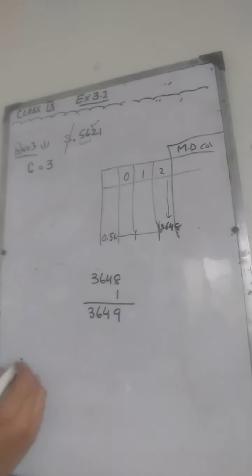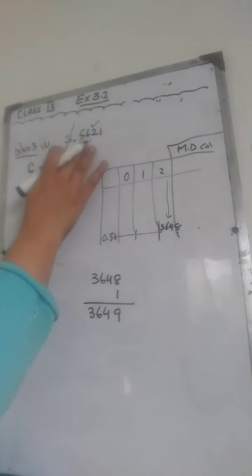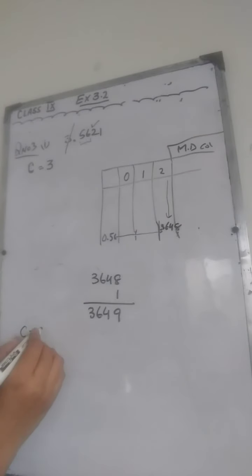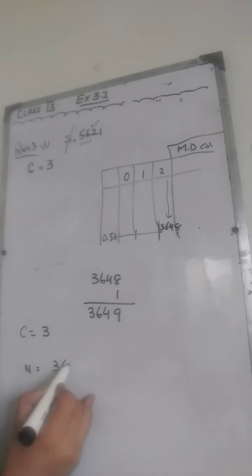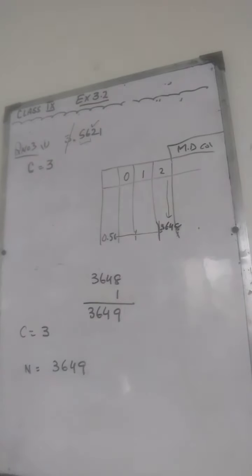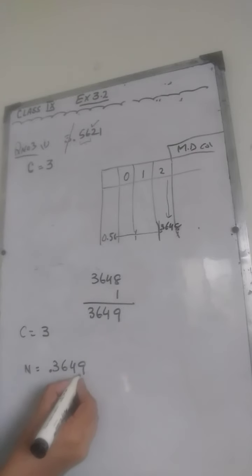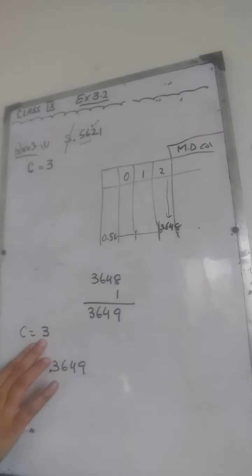Now how to find the antilog? This is the log, and you have to find the antilog. The characteristic was 3, and the number that we have found from the table is 3649. Now, if the characteristic is positive, you are going to move the decimal point from here. If it is written 3 over here, you are going to move 4 steps. If it is written 5, you are going to move 6 steps.